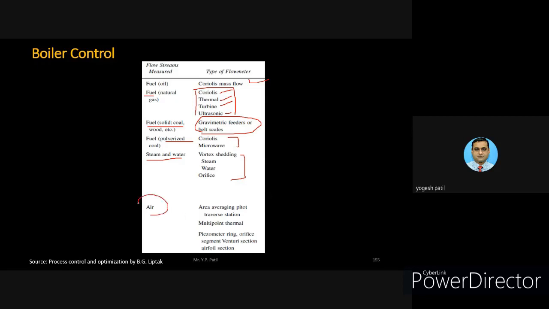There is an air flow rate also. So in this, we have many options available for the measurement of flow rate. Area average pitot tube can be used, multi-point thermal flow meters can be used, piezometer ring, orifice, venturi, or airfoil can be used for the air flow measurements.